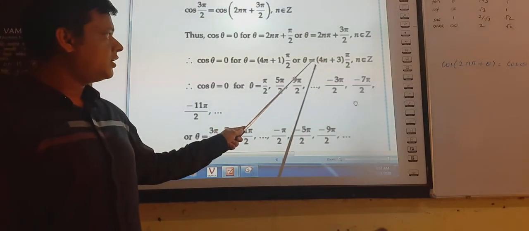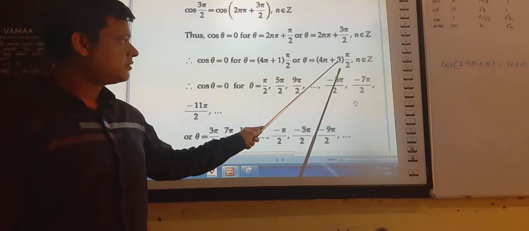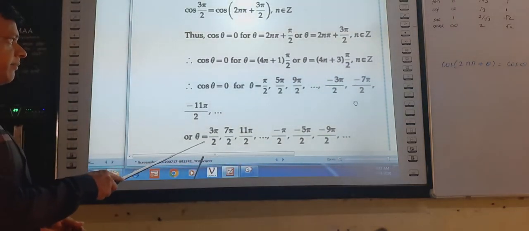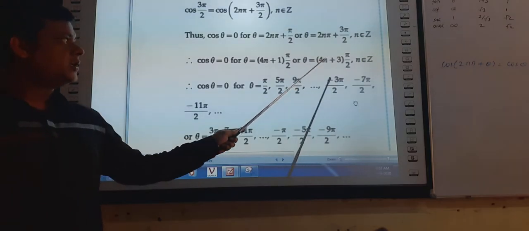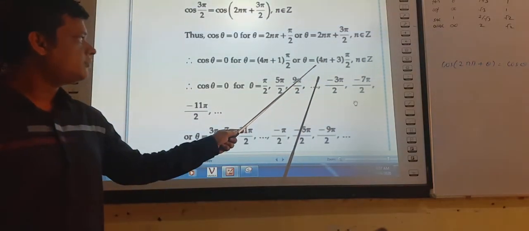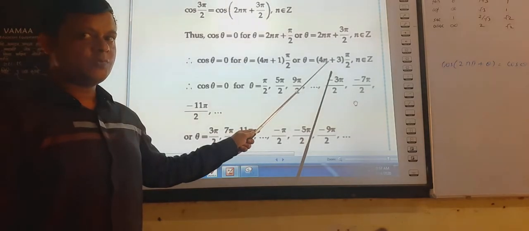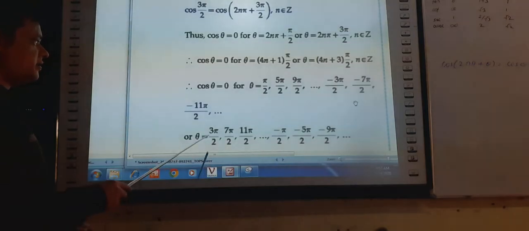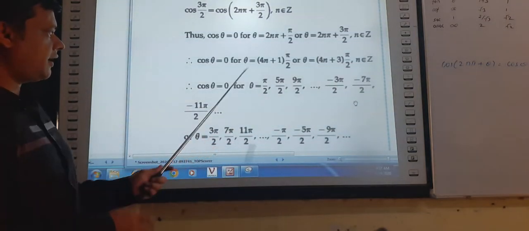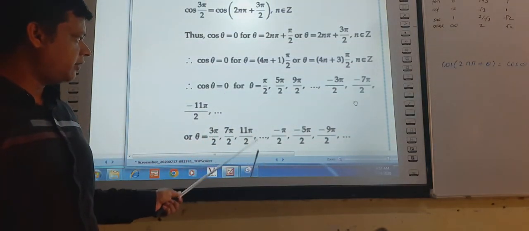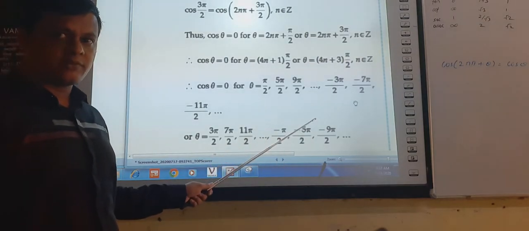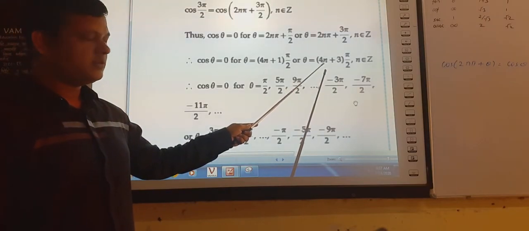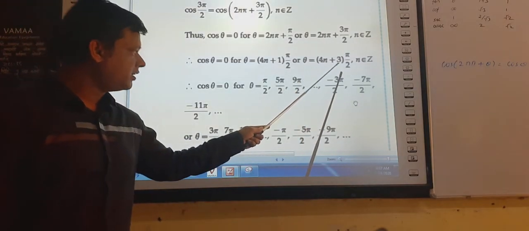Now observe the second formula. When we substitute n equals 0, this term gets 0, then 0 plus 3, 3 into pi by 2, we get 3 pi by 2. When we substitute n equals 1, 4 into 1 is 4, 4 plus 3 is 7, so we write 7 pi by 2. Likewise, after substituting, we get the value 11 pi by 2. When we substitute a negative value, when n equals minus 1, 4 into minus 1 is minus 4, plus 3, that is minus 1.